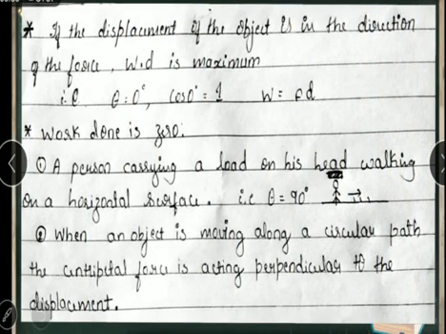Next, if the displacement of the object is in the direction of the force, so the displacement and the force acting, if both directions are the same, if it is parallel, then work done will be maximum. Okay, work done is equal to force times displacement. Next, work done is 0.